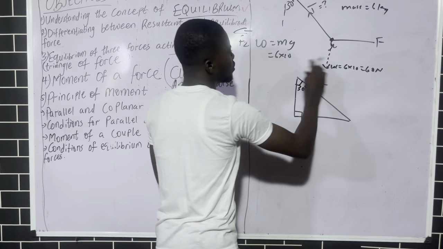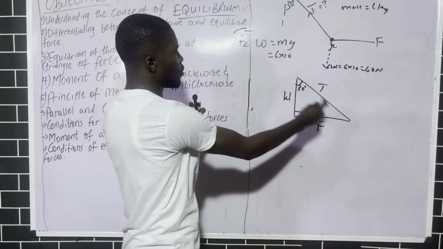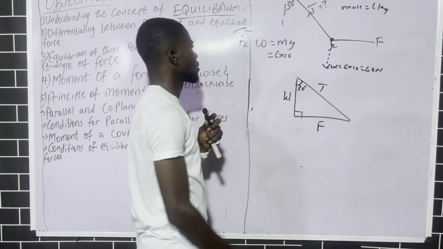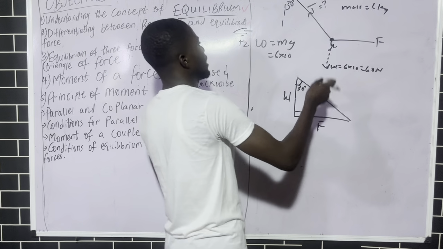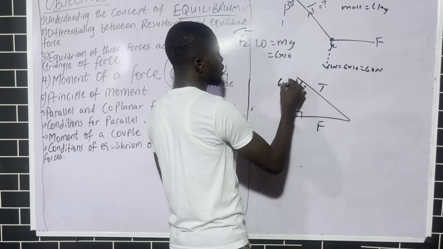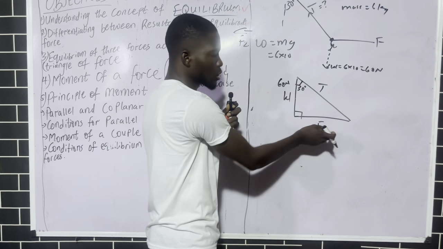Here will be my tension. Horizontal will be my F, and here will be my W. So now let's say we should find T. They did not give us F. They gave us the weight to be 60 Newton, and we're finding T. So there is no way we can use Pythagoras' theorem to find T because F was not given.